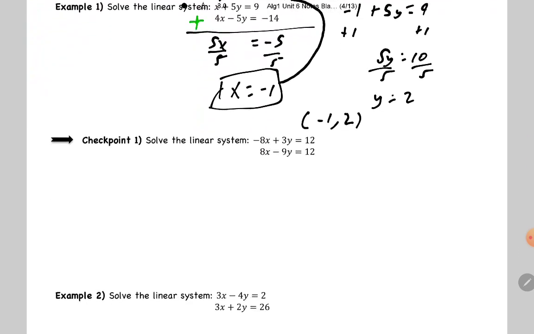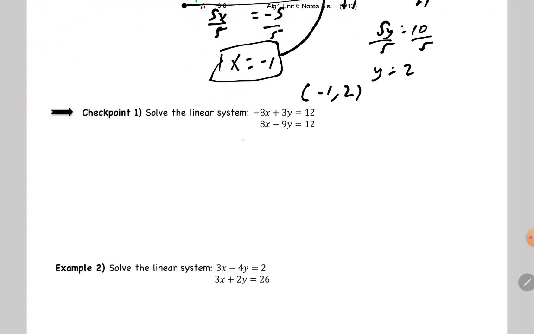Alright, let's do another one. So if we add these two equations together, negative 8x plus 8x, that goes away. 3y plus a negative 9y is negative 6y. And 12 plus 12 is 24. 6 times 4 is 24, so when I divide both sides by 6, I'll get negative 4.